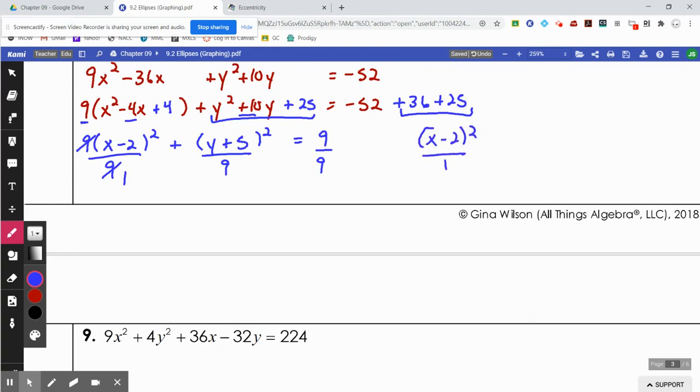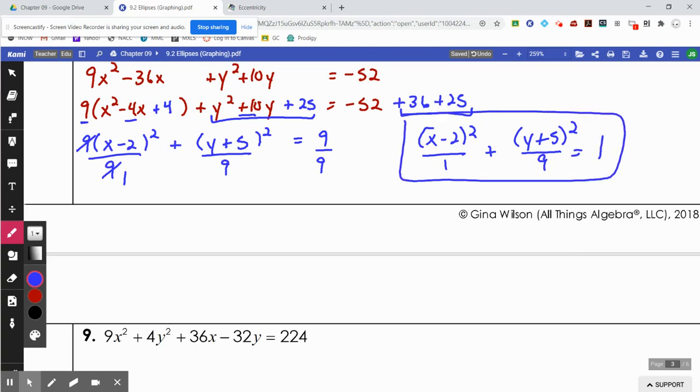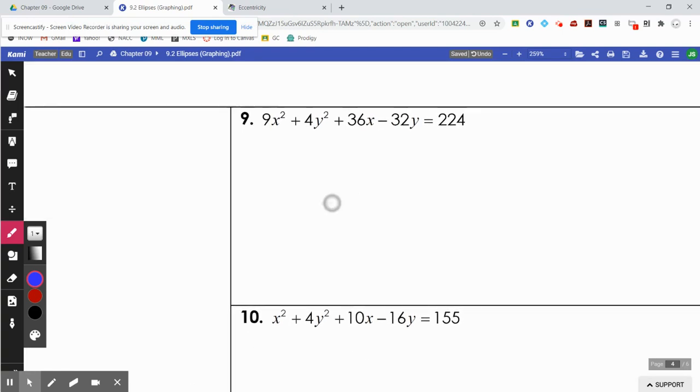And if you want to put that over 1, just to make it look like they're used to looking, y plus 5 squared over 9 is equal to 1. There is your standard form. Number 9, let's do the same thing.